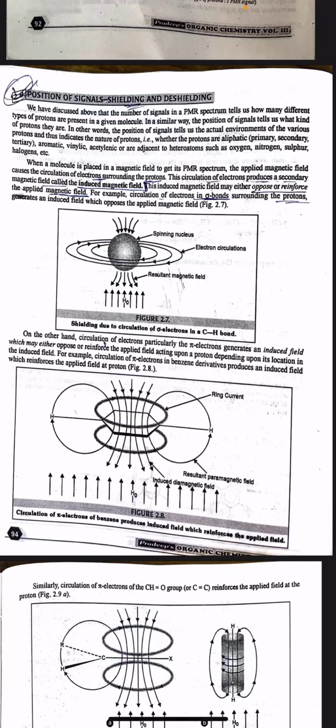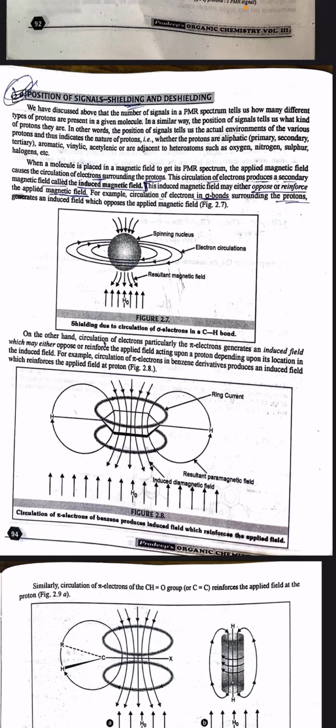The positions of a signal: shielding and deshielding. We have discussed that the number of signals in a PMR spectrum tells us how many different types of protons are present in a given molecule. In a similar way, the position of the signals tells us what kind of protons they are. In other words, the position of the signal tells us the actual environment of the various protons and thus indicates the nature of protons, that is, whether the protons are aliphatic, aromatic, vinylic, acetylenic, or are adjacent to heteroatoms such as oxygen, nitrogen, sulfur, halogens, etc.